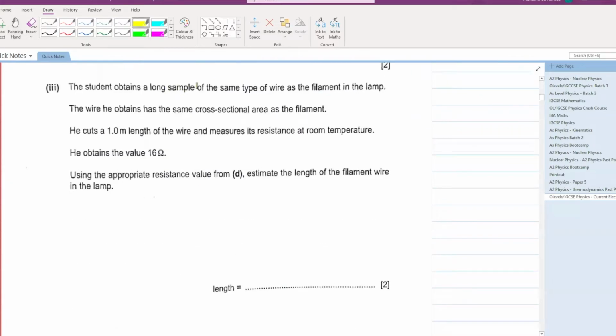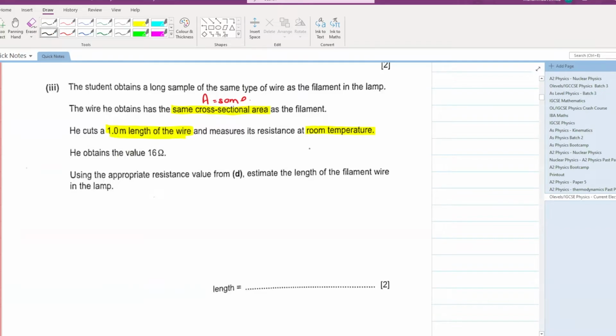The student obtains a long sample of the same wire as the filament in the lamp. Okay, so now you have a long sample of wire that is similar to the wire in the filament lamp. The wire he obtains has the same cross sectional area. Okay, so the area is same. And he cuts a 1 meter length of the wire and measures its resistance at room temperature.